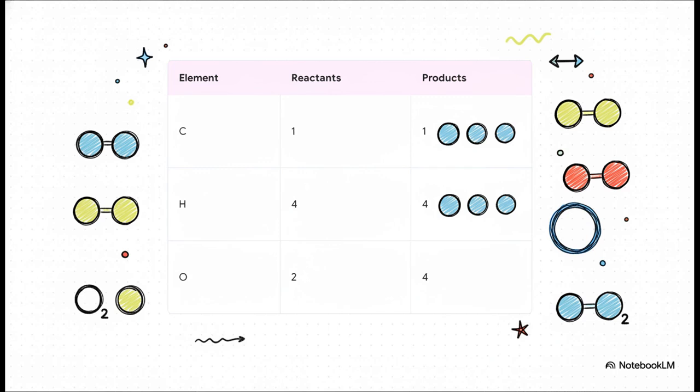We have 4 on the left, so we absolutely need 4 on the right. We add a coefficient of 2 in front of the H2O. Awesome, that successfully gives us 4 hydrogens. But remember, it also changes our oxygen count. We now have 2 oxygens from the CO2, plus 2 oxygens from our new water molecules. That bumps our total product oxygen up to 4.